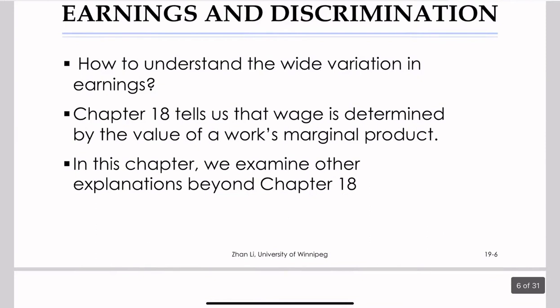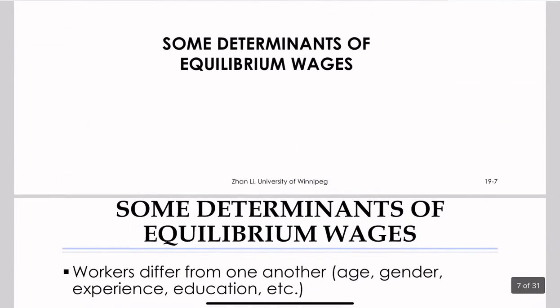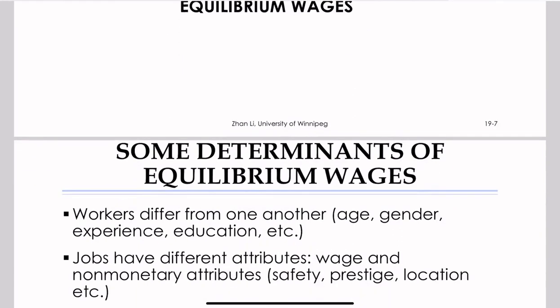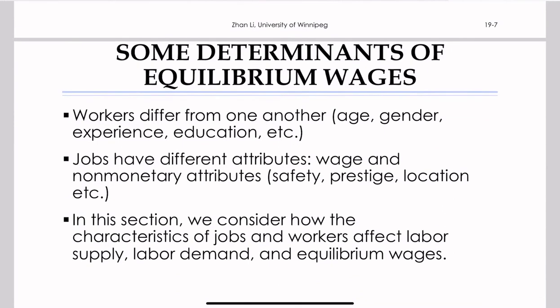So in this chapter, as I said, we will try to understand this wide variation in earnings. Okay, so we will first discuss some additional determinants of equilibrium wages, because in the last chapter we only used the demand curve and supply curve to talk about the determination of wages in a very generic way. So now let's go deeper and talk about several other factors or determinants.